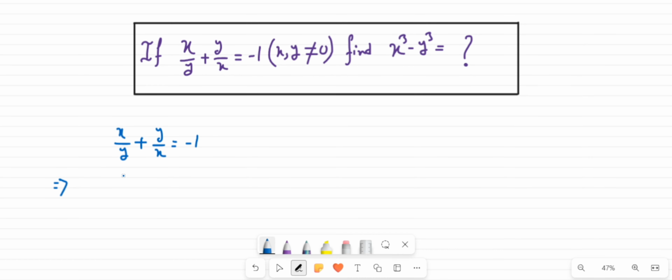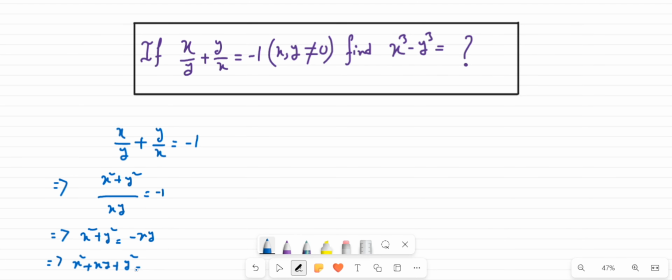So if we further derive it, it becomes x square plus y square by xy equals to minus 1, or x square plus y square equals to minus xy, or x square plus xy plus y square equals to 0, right? So we are getting this expression, correct?